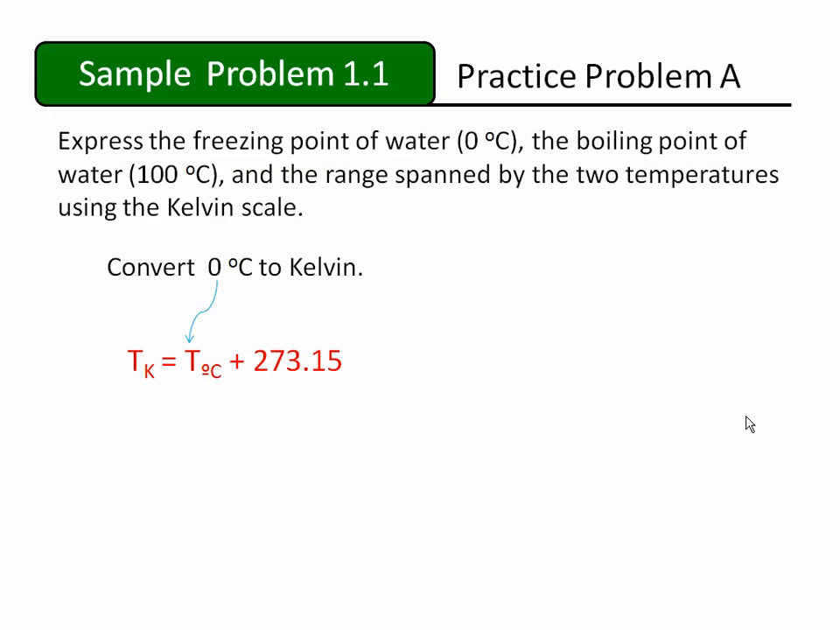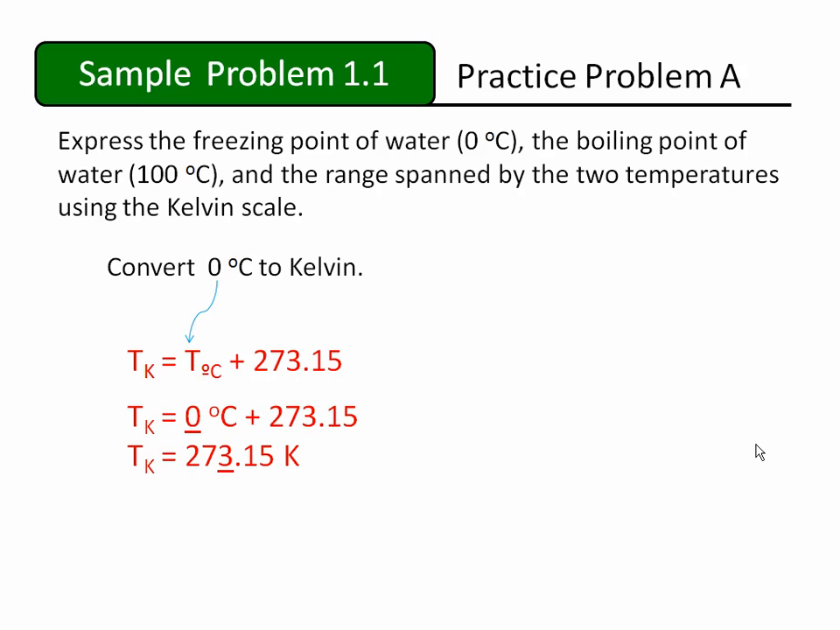So we'll start with the freezing point of water, 0 degrees Celsius, and convert 0 degrees Celsius to Kelvin. The equation says that temperature in kelvins is equal to temperature in degrees Celsius plus 273.15. We know our temperature in degrees Celsius, so we'll simply plug in 0 degrees Celsius for Tc and solve for Tk. The significant figures have been correctly underlined here.